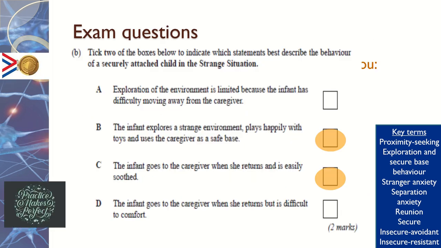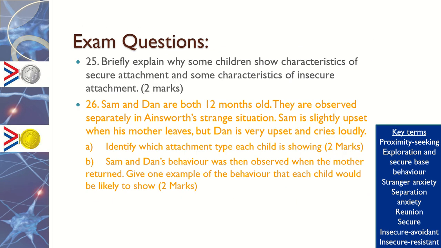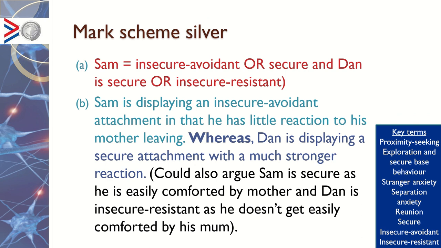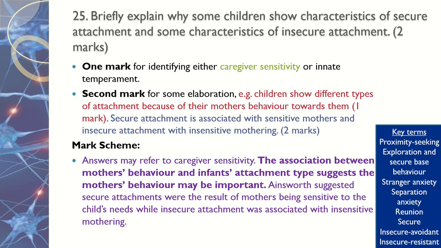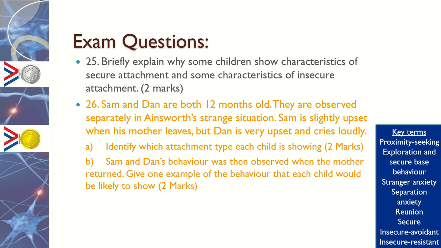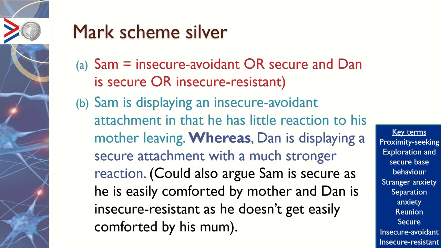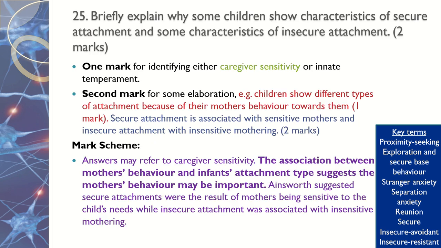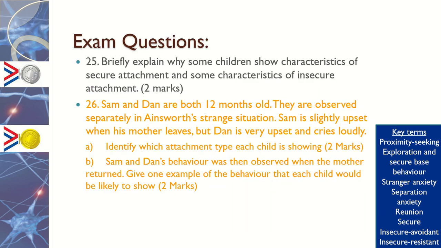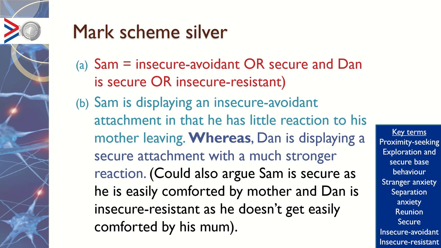For the gold one, Sam and Dan are both 12 months old and they are observed separately in Ainsworth's strange situation. Sam's slightly upset when his mother leaves, but Dan is very upset and cries loudly. You want to say whether Sam is insecure, avoidant, or secure. If you're talking about slightly upset, that's moderately upset, so I'd probably say secure attachment makes more sense. And Dan, if he's very upset and cries loudly, I'd say he's insecure resistant.